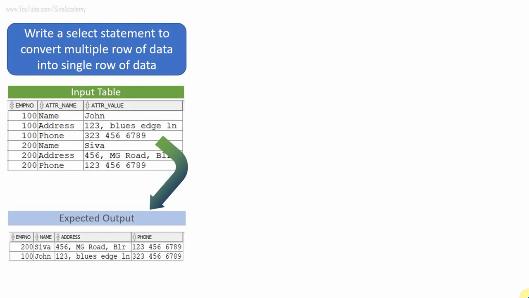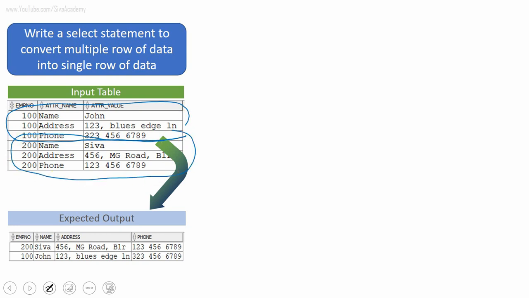See, we have a table called employee and it contains information about the name, address and phone number of employees in three different rows. So in this sample case, I have taken two employees. Employee number 100 with name, address and phone number, and the second employee with employee number 200 with name, address and phone number. So the expectation is we need to write a query to convert the information in three different rows into a single row of data.